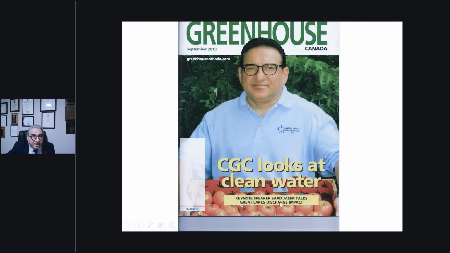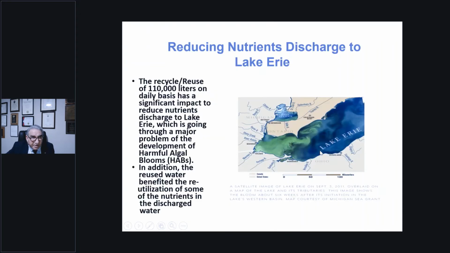It was at the greenhouse international conference in September. It was at Niagara-on-the-Lake. And you see here, when we are reducing the wastewater going there, this is a satellite picture in 2011, and you see there's still a problem.